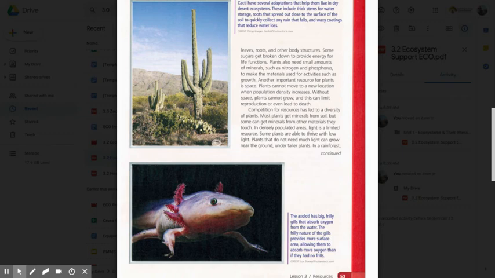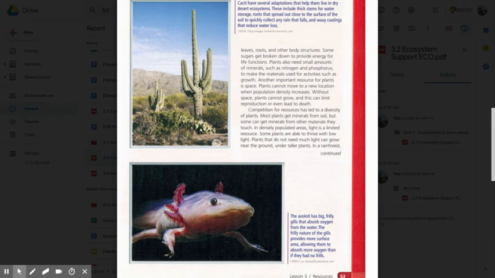Plants cannot move to a new location when population density increases. Without space, plants cannot grow. This can limit reproduction or even lead to death. Competition for resources has led to a diversity of plants. Most plants get minerals from soil, but some can get minerals from other materials they touch.